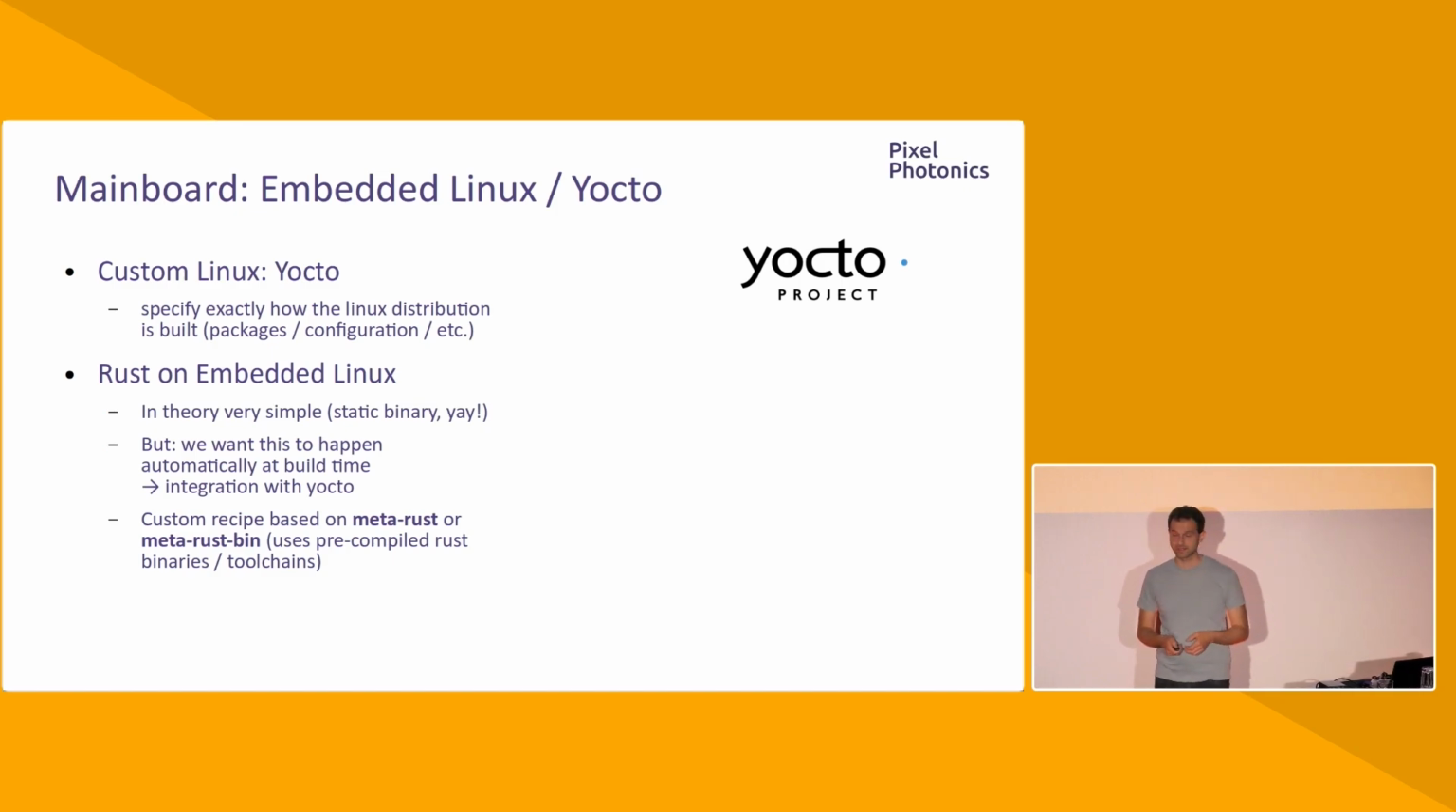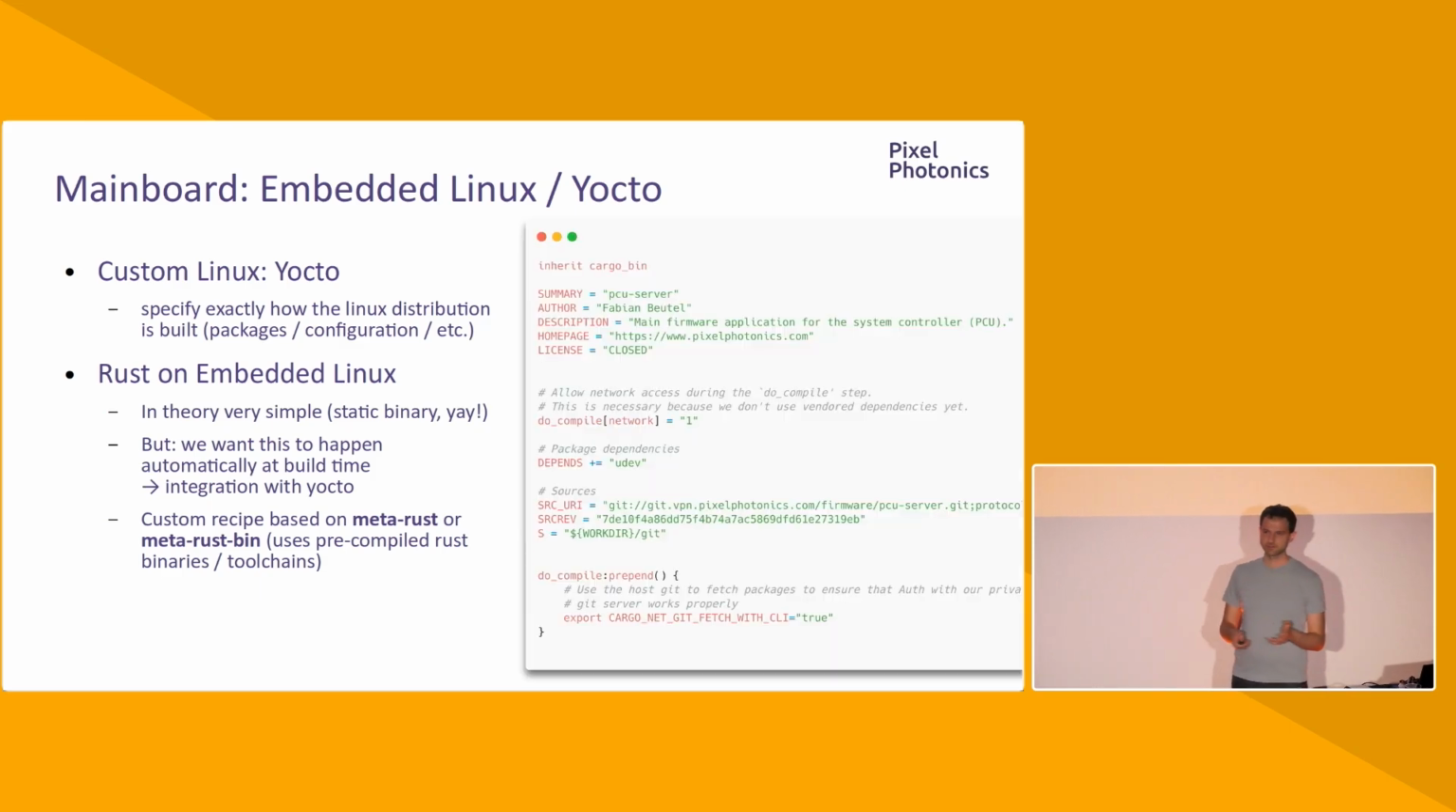So there's this meta Rust and the meta Rust bin packages that you can use for that. And then in the end, a recipe looks somewhat like this. So you inherit from the, so this is the Yocto file essentially. So you inherit from this cargo bin class, specify some metadata and the sources where they come from, provide maybe some environment during the compilation step, but cargo doesn't really need a lot of environment being set.